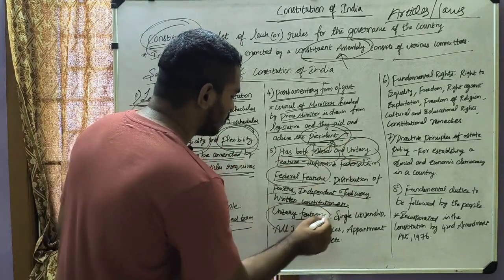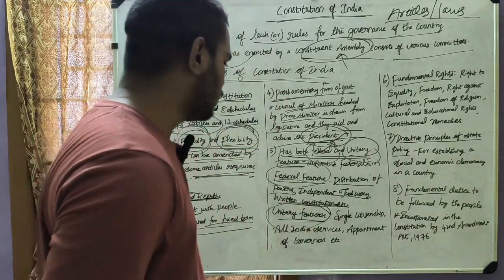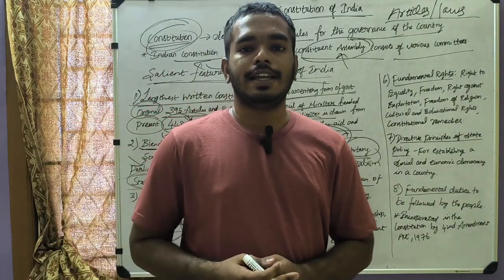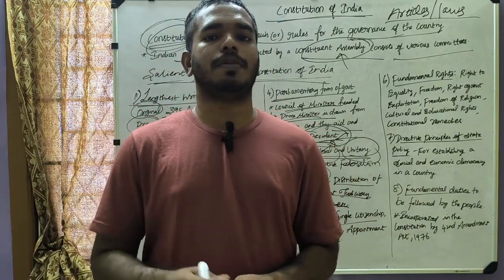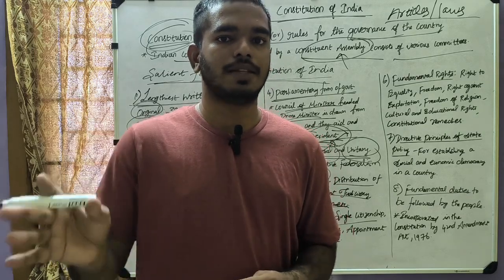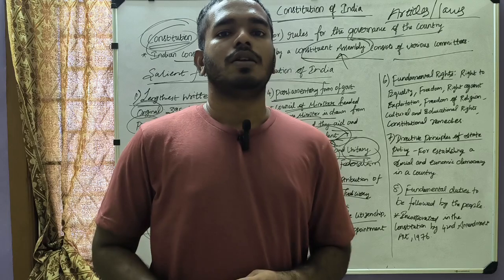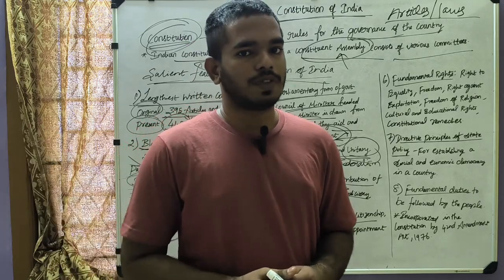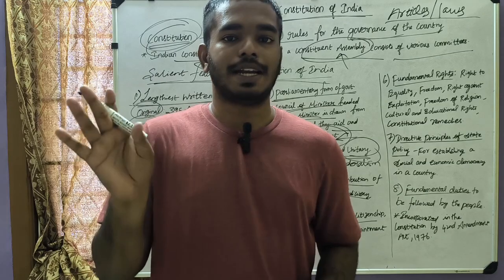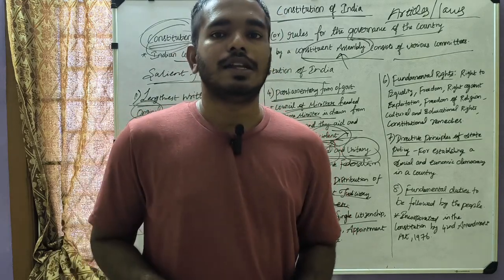So what are the unitary features of the Indian constitution? Single citizenship. In India, there is only a single citizenship. But in the USA, there is dual citizenship. One is American citizenship, and another is citizenship of the state to which he belongs. So there is dual citizenship in the USA, but in India there is only a single citizenship, which is nothing but Indian citizenship.